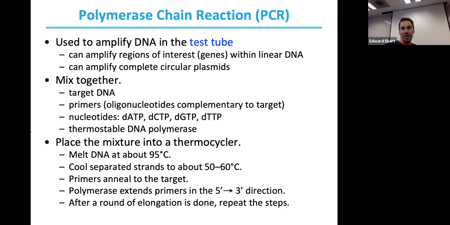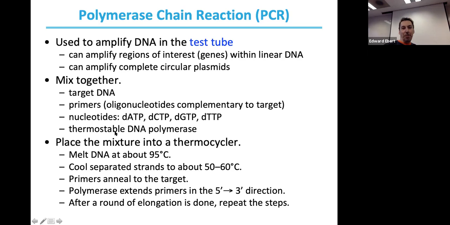We'll need nucleotides because we're building DNA, so we need our A, C, G, and T. And we're going to need a thermostable DNA polymerase. Technically, we don't need thermostable DNA polymerase, but we heat it up to have this reaction go. When we heat it up, we'd kill our polymerase, so you'd have to re-inject polymerase after every cycle, which would get very tedious.